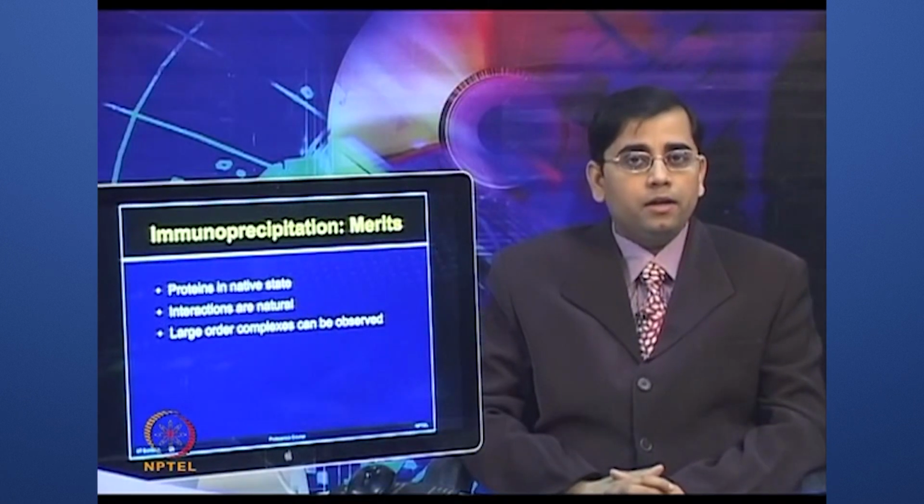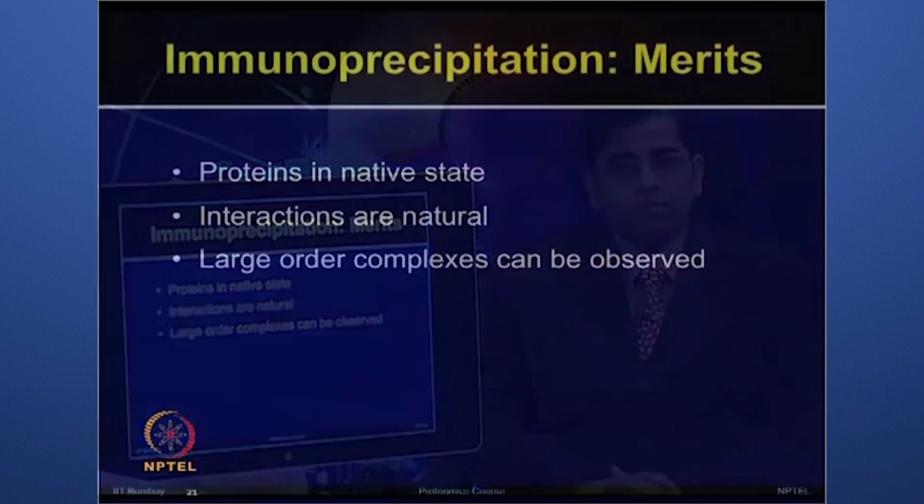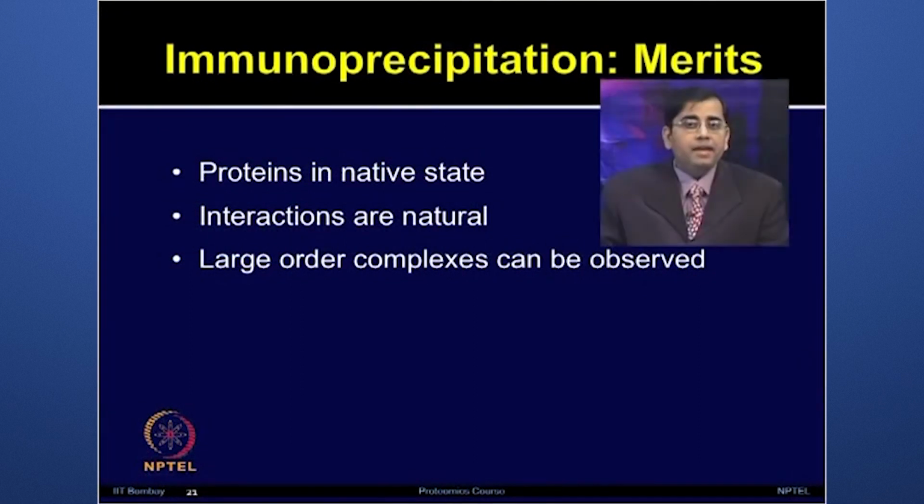What are the different advantages or merits of using the immunoprecipitation method? In this method, proteins are isolated in the native state. Now, why is this native state important? The native state will allow native complexes to be formed. It also allows post-translational modifications to be retained. So, that is why it is essential to perform these steps in native or non-denaturing conditions.